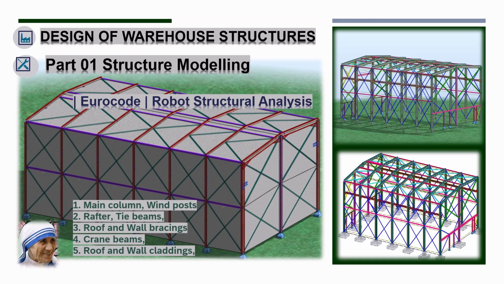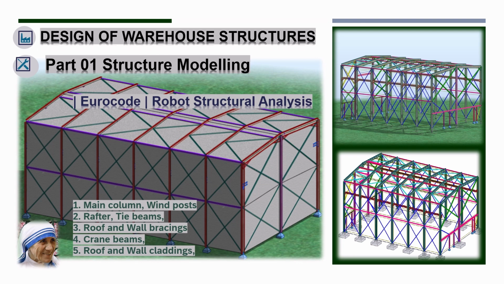From the next part onwards we are going to look at load calculation, load combinations, moving loads and load application to the model, member design, connection design, and finally secondary member designs like purlin and side rails. So these are the 8 parts which we are going to see in upcoming videos. In this video we are going to look at how to create the main column, wind post, rafter beam, tie beams, roof and wall bracings, crane beams, roof and wall claddings.